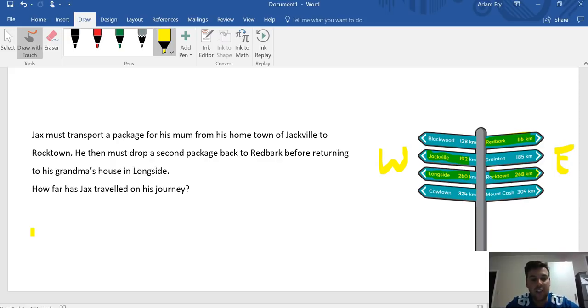How far has Jack travelled on his journey? Now, remembering the signpost is directly in the middle. Okay, directly in the middle. So Redbark would be 116 kilometres east, Jackville 192 kilometres west. See how you go solving that one.